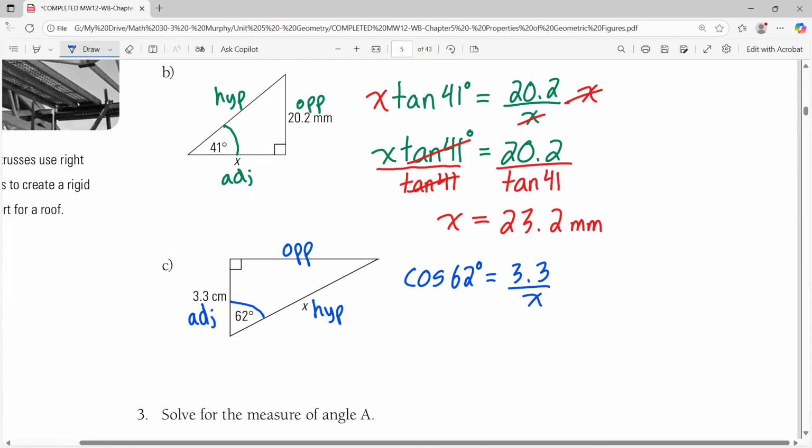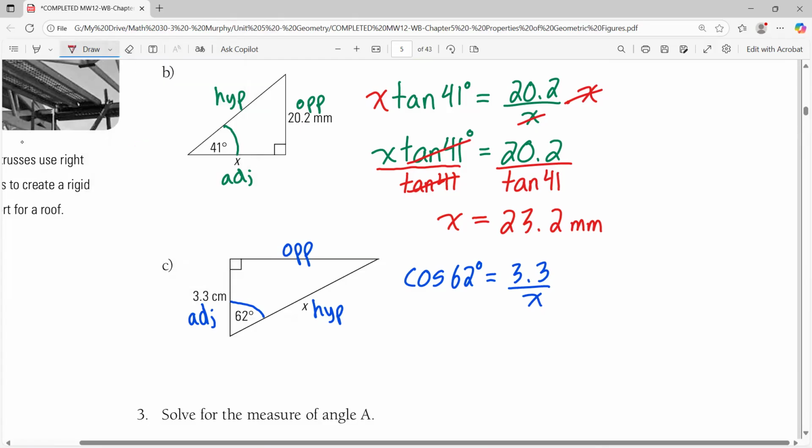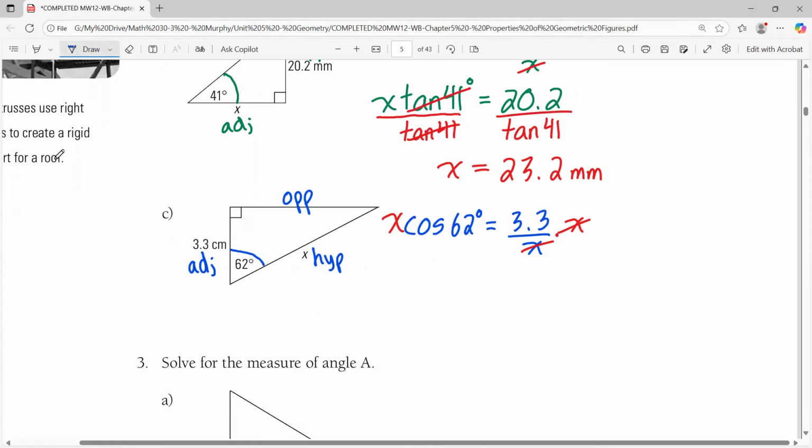Okay, so we have to get x up and out of there. So we're going to multiply both sides by x because we can't solve for it if it's on the bottom there. And now we have x cos 62 equals 3.3.